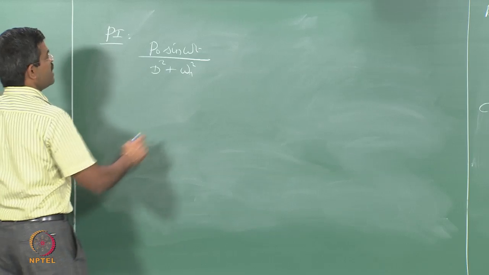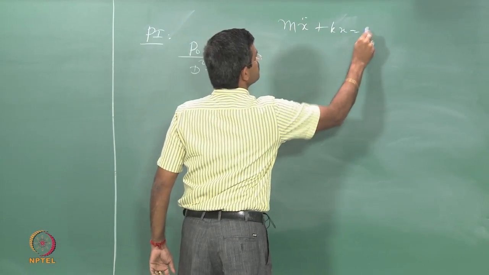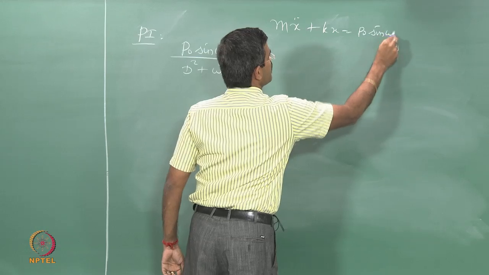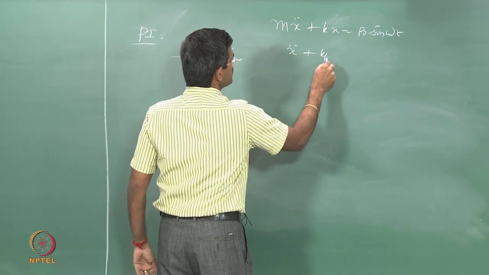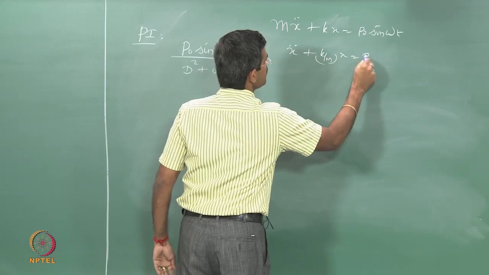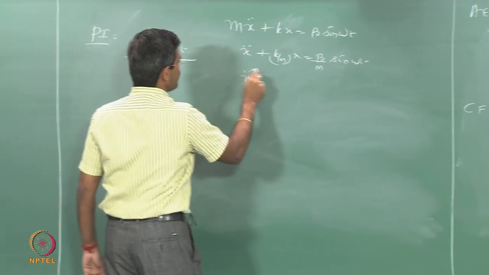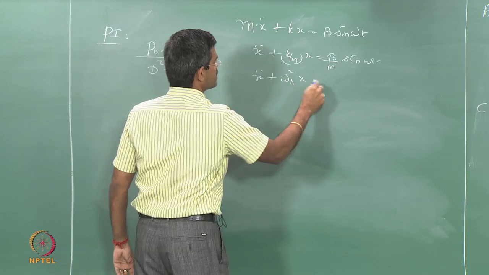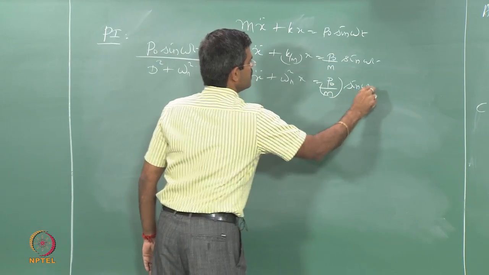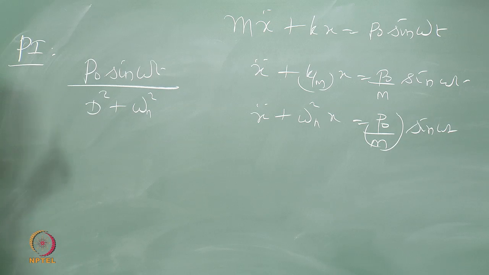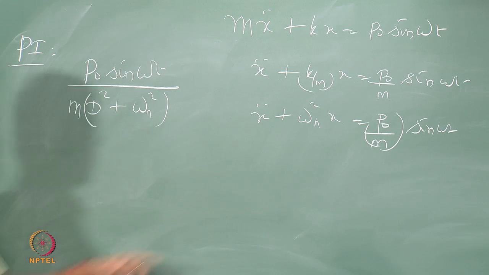And you will appreciate that the equation of motion is m x double dot plus kx is p naught sin omega t. I divide this by m, I get x double dot plus k by m of x is p0 by m of sin omega t. I say this is x double dot plus omega n square x is p naught by m sin omega t. So, I should not write p naught here, I must say p naught by m. Okay. There is an m divider here.